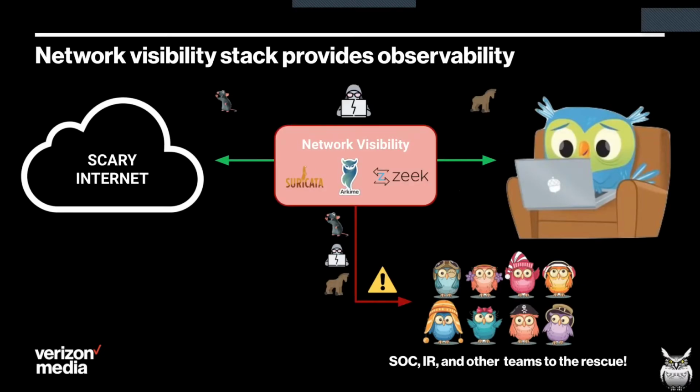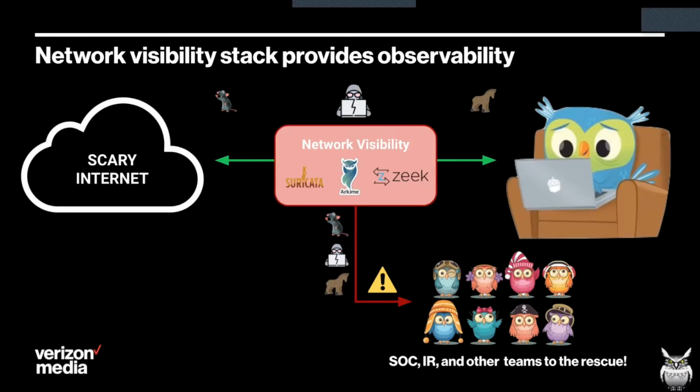And that's where the network visibility stack plays a role. That's what we're going to be talking about today: network visibility, how it's sitting in the middle, watching the traffic as it goes by. There are several different tools that can be used. Suricata, Arkime, and Zeek are three of the ones that we use. It's going to be watching the traffic, looking for things, and it'll forward alerts and other things off to the teams at either your company or organization that are watching the traffic. And they probably have a SOC or an IR or other teams in the security world that will help figure out what's going on.